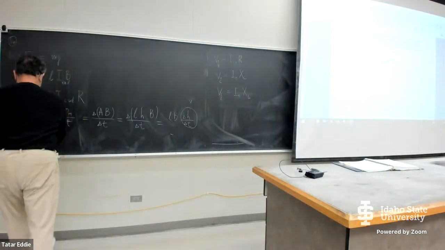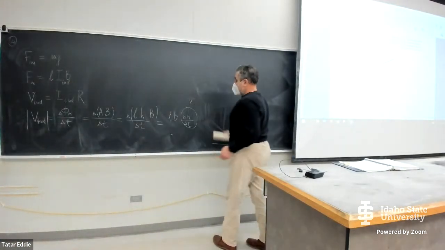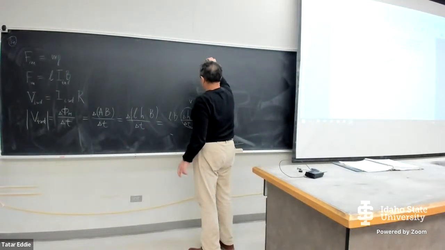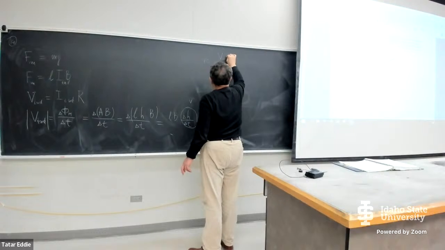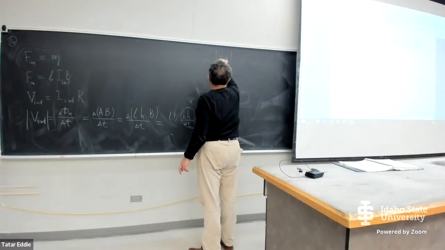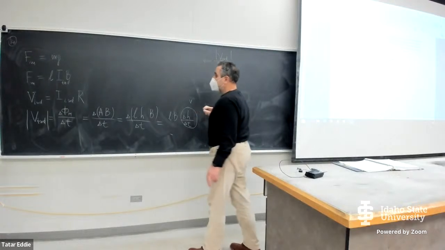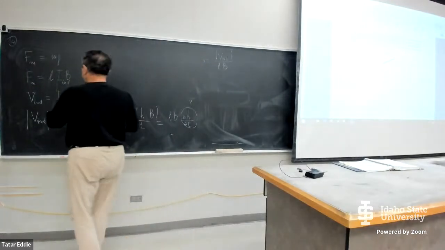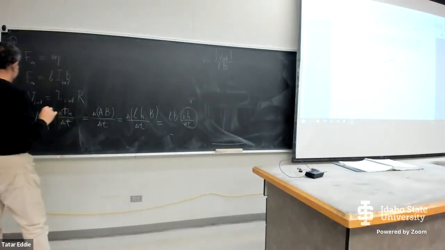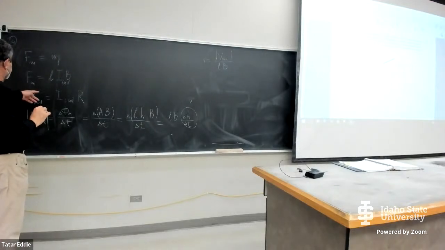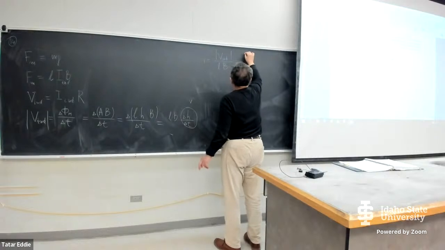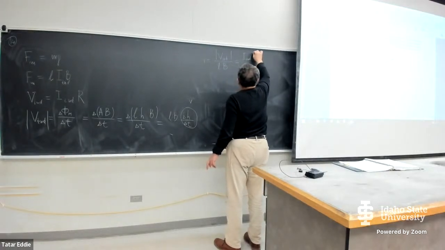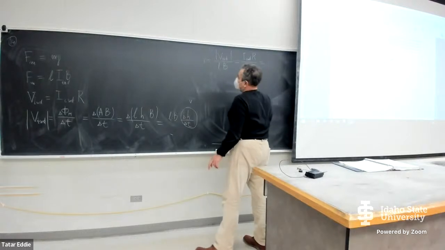So from here you have the speed v, lowercase v of course, is equal to the induced voltage in magnitude divided by the length and divided by the magnetic field B. And the induced voltage in magnitude is equal to current times resistance, divided by LB.